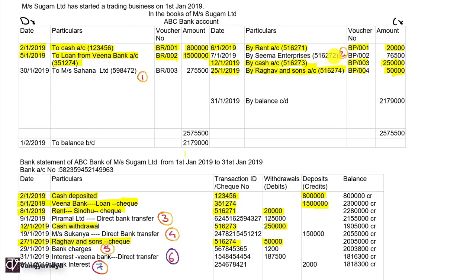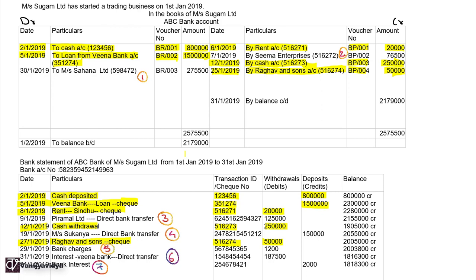Next, 7 Jan 2019 by Seema Enterprises. Check number 516272 BP002 76,500. So this check is issued to Seema Enterprises, but it is not presented for payment, so it is not appearing in the bank statement. So what has happened here?